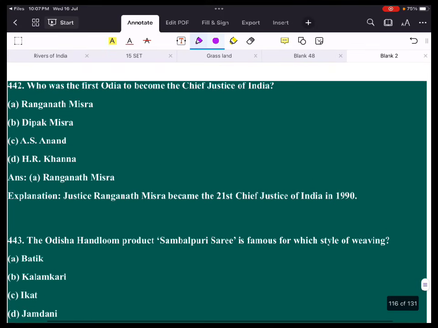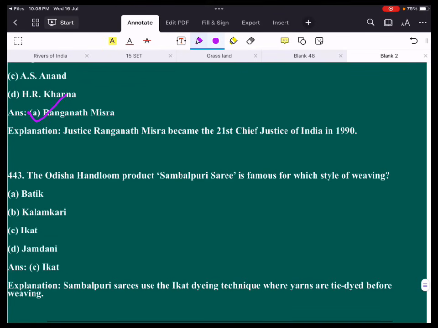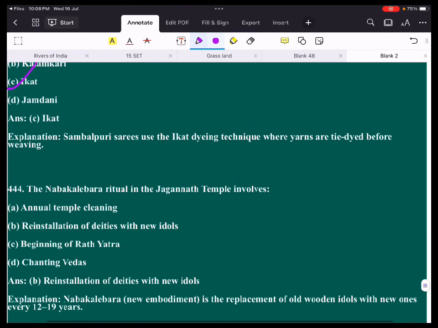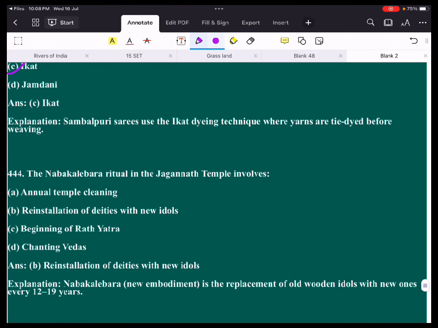Who was the first Odia to become Chief Justice of India? That is option A, Ranganath Misra. The Odisha handloom product Sambalpuri sari is famous for which style of weaving? That is Ikat. The Nabakalebara ritual in the Jagannath temple involves reinstallation of deities with new idols. Option B.